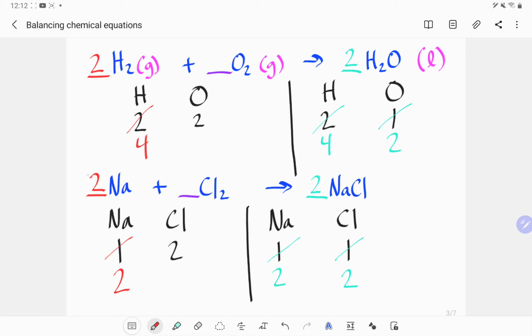And since I changed the number on the left side of the equation, I'm going to recalculate everything on the left side of the equation. I have 2 sodiums, and then just to double check, I still have 2 chlorines, so we're good. Now the equation is balanced. I have 2 sodiums on both sides of the equation. I have 2 chlorines on both sides of the equation. We have now double checked our work, and we got the question right, ready to move on.